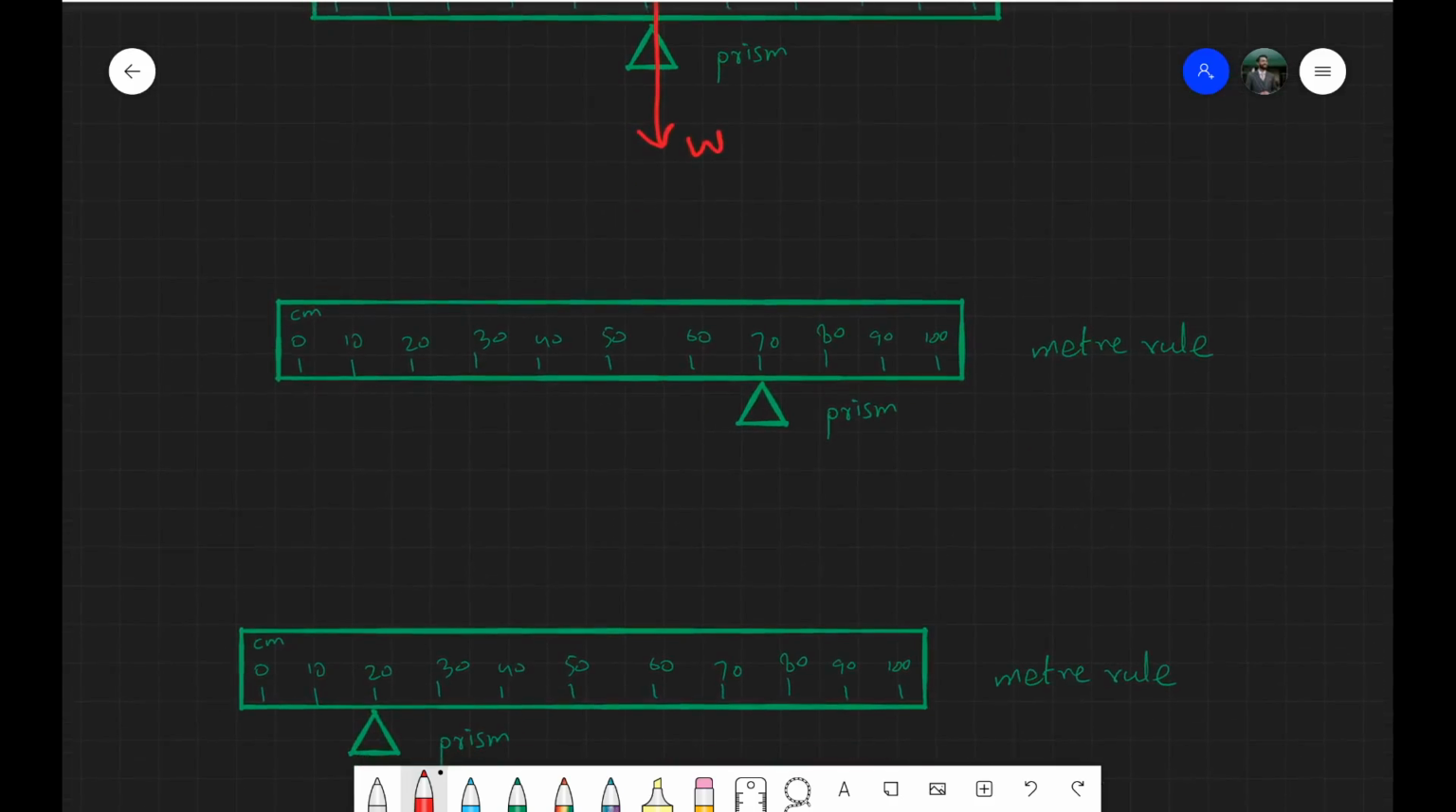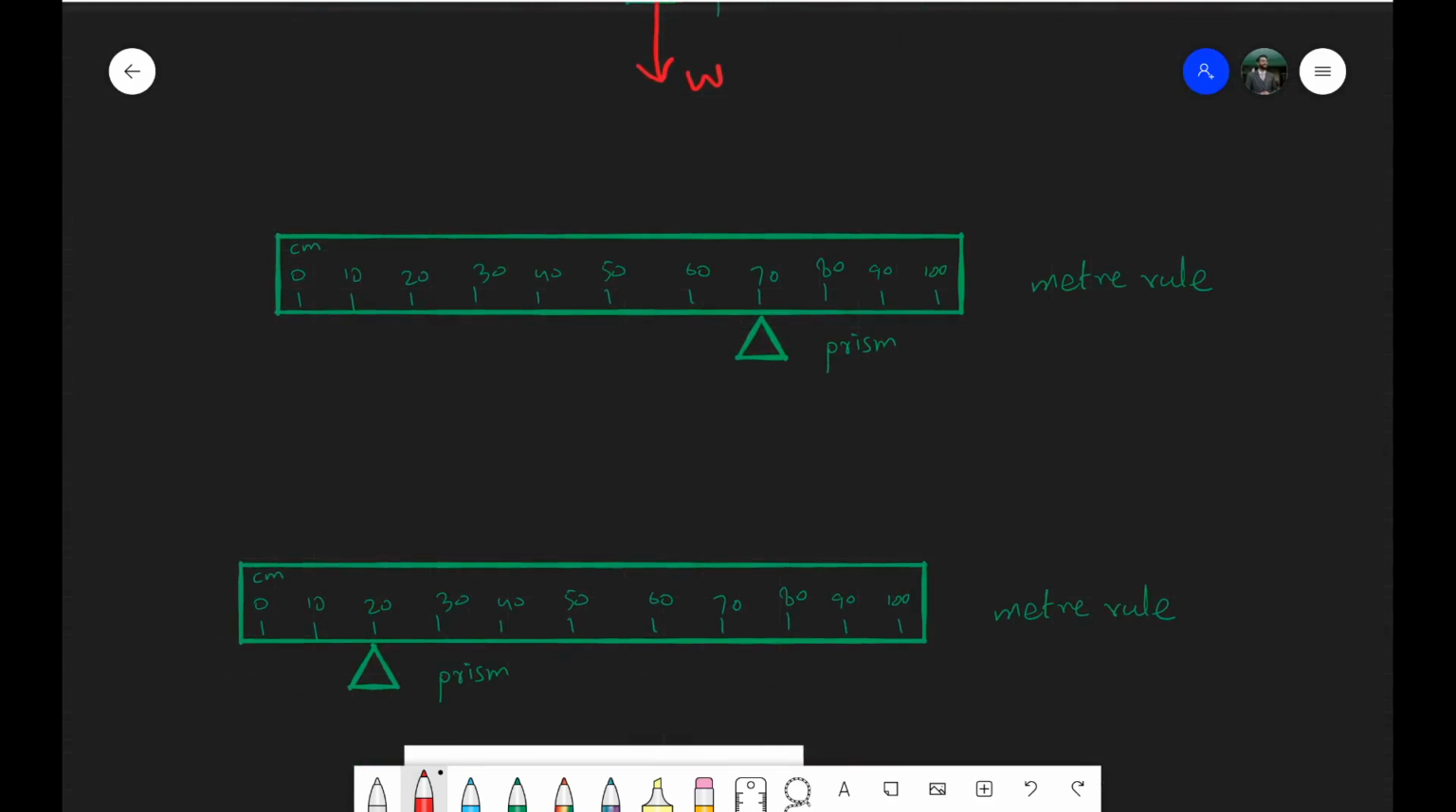What is going to happen in this scenario, in the second meter rule? You probably know that this one is going to rotate like this. It will rotate in anti-clockwise direction, and it will fall down. So why would that happen? Well, because now you already know that the center of gravity of this meter rule is somewhere at the 50 centimeter mark, and this is where the weight is going to be. And you can see from the diagram very clearly that this force is to the left of the pivot, so it produces an anti-clockwise moment.